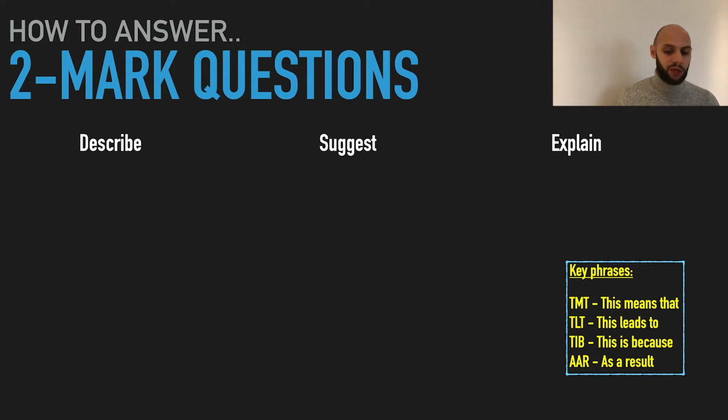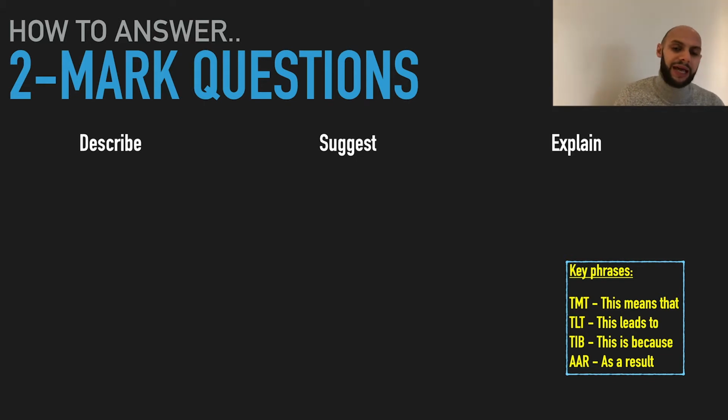So if it's a describe question, what do you need to do? Please pay attention to these key phrases here in the bottom corner. This means that, this leads to, this is because, or as a result. If you make your point, then you continue it with one of these. It is clear to the examiner that you have developed that point.